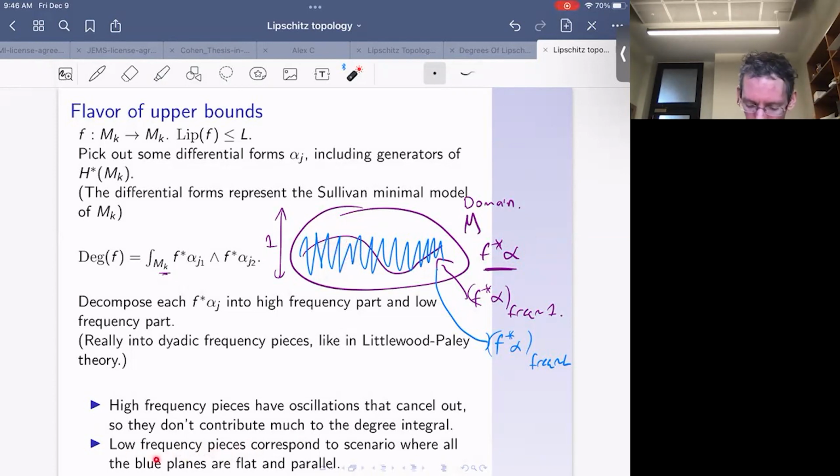So once we're down to the low frequency piece, we're in that special case where we can use that kind of linear algebra argument, where basically we say there's nowhere to put the fourth color planes. This is not a full proof. This is a sketchy thing to try to give a flavor of the proof.